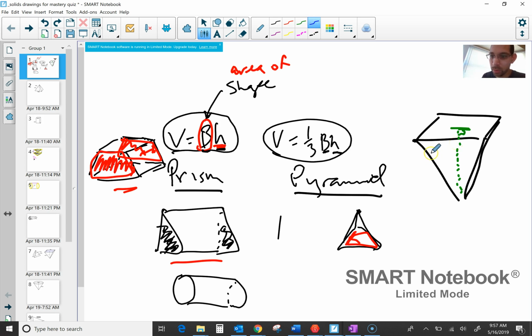You don't want to use this length as the height. That's not perpendicular. I've told you a long time ago, bases and heights are always perpendicular. So don't use a slanted length as the base. I'm sorry, as the height.